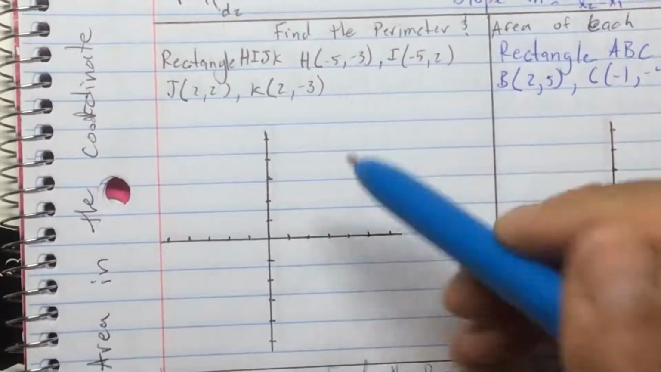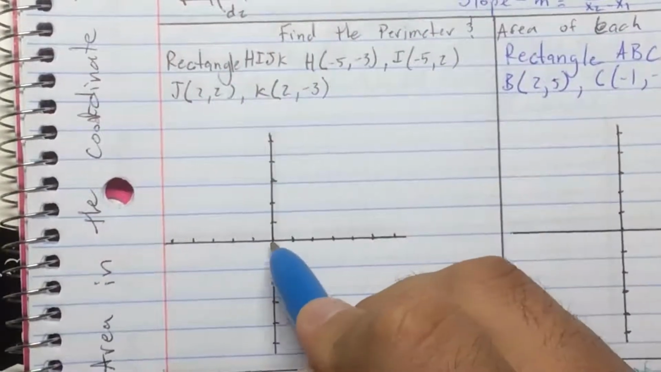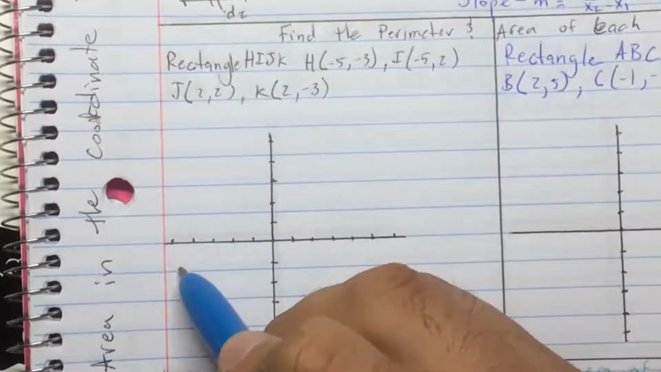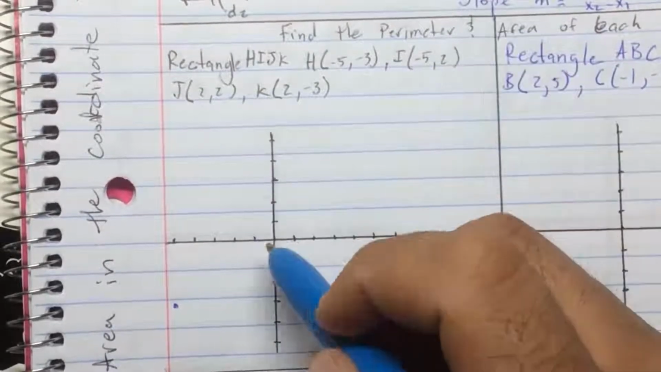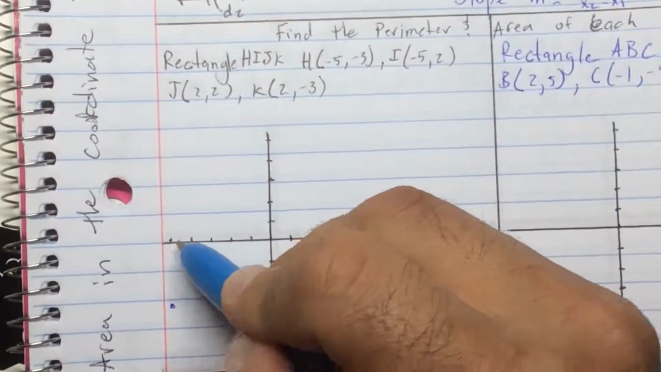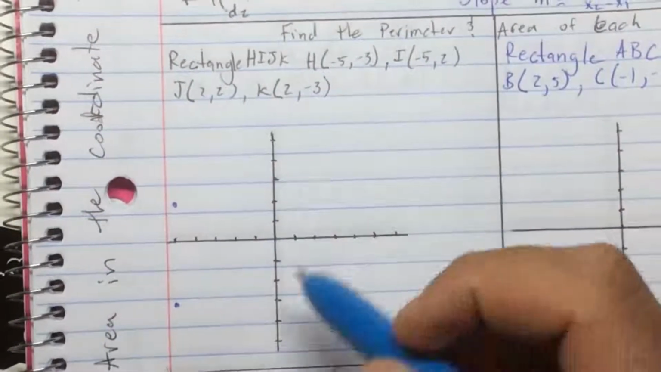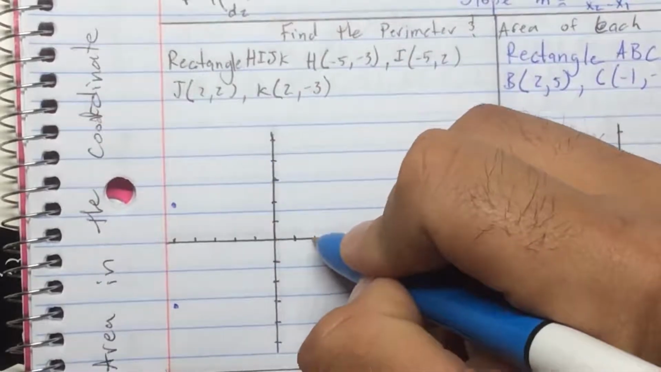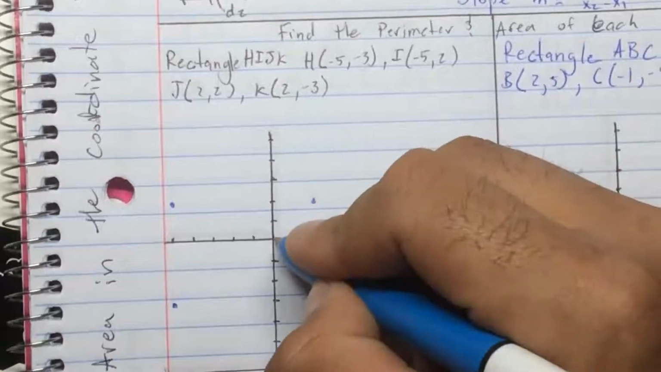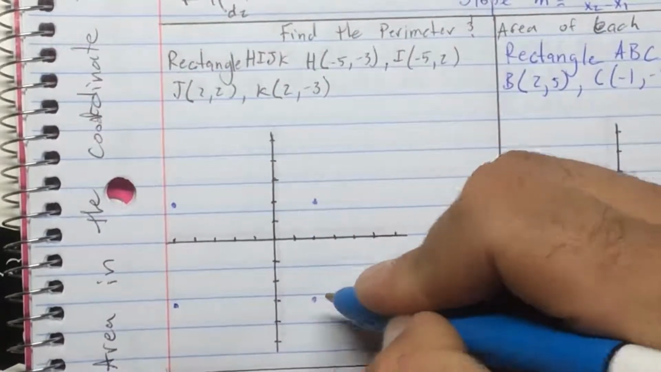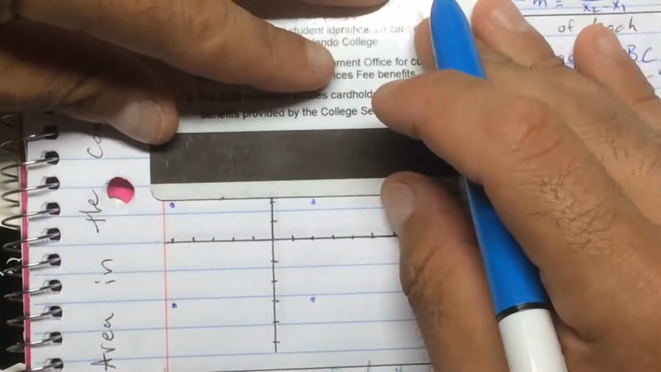The first point we're going to use is -5, -3, which is -5, and then -3. 1, 2, 3. It's about right there. Then we have -5, 2. 1, 2, 3, 4, 5, and then we're going to go up 2. Then we'll do the next one, which is 2, 2. 1, 2, 1, 2. And the next one should be 2, -3. We're going to connect the dots using this back of an ID card.